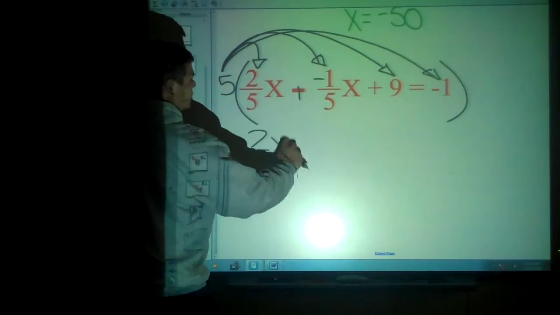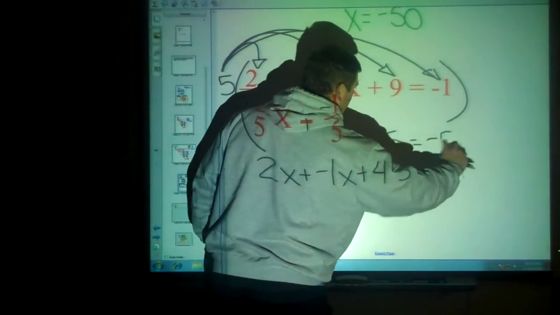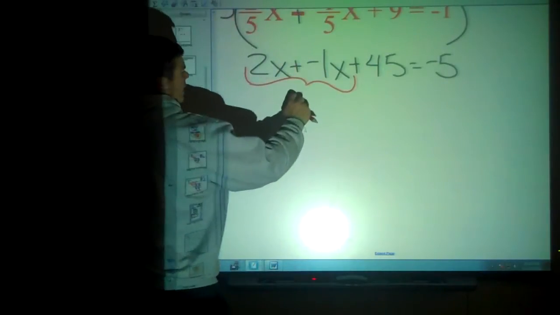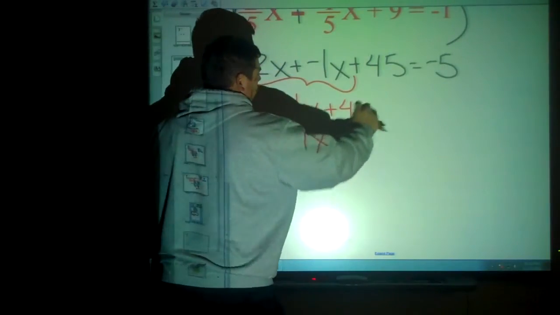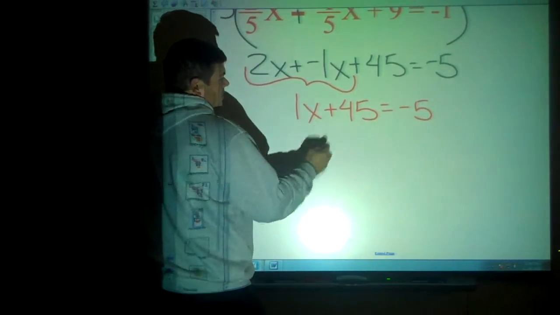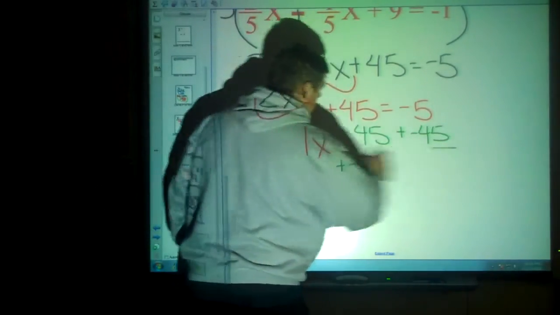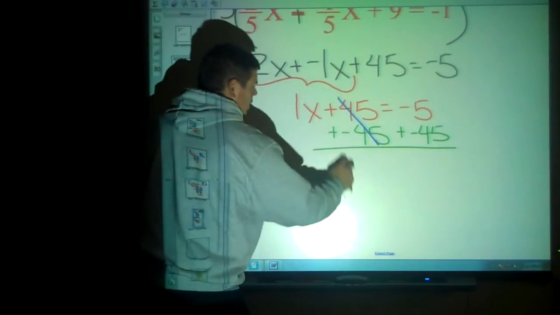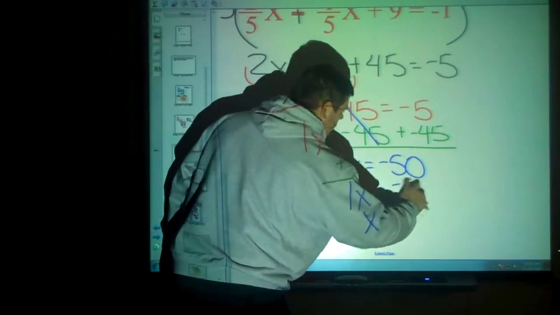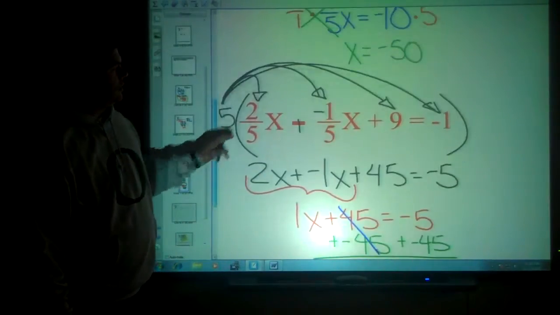I'll be left with 2x plus negative 1x plus 45 equals negative 5. These are like parts. You can put those together. I get 1x plus 45 is equal to negative 5. Now that's 1x is the same as x, so I'll add negative 45 to both sides. And I get the final answer of 1x equals negative 50, or x equals negative 50. The exact same answer that I had before.